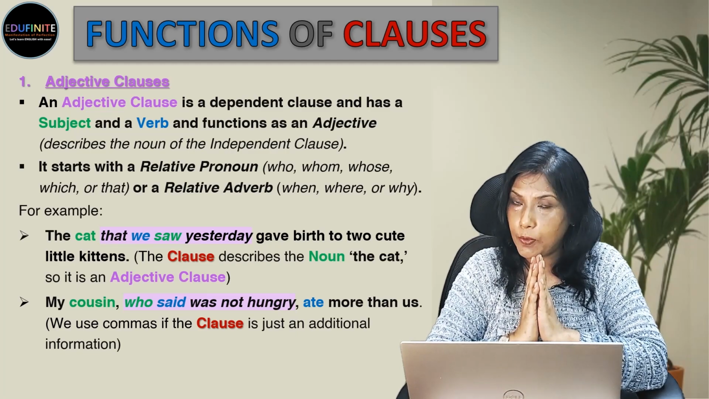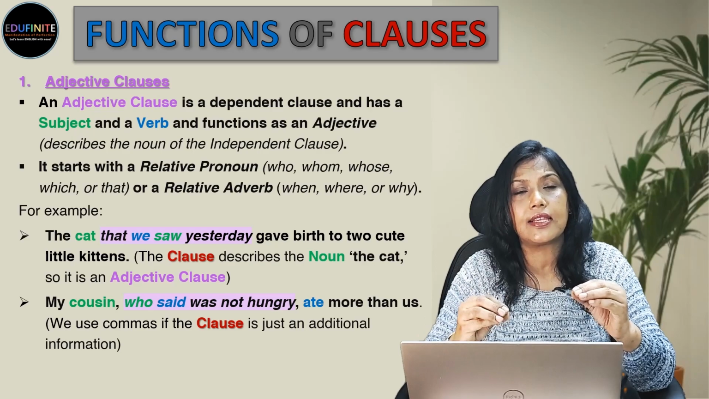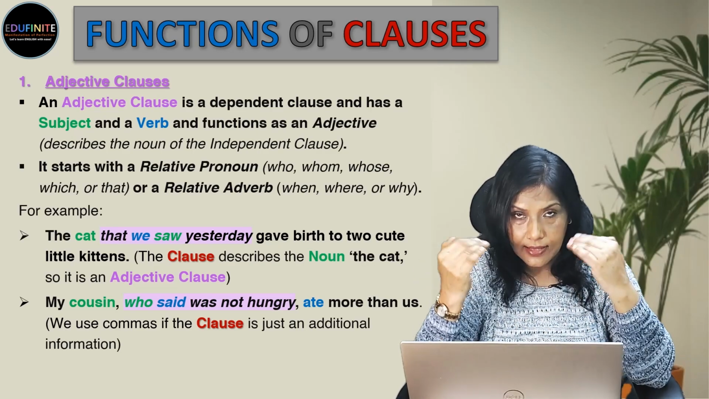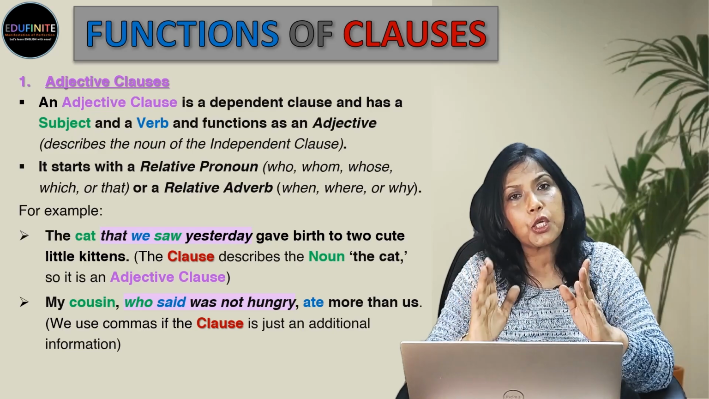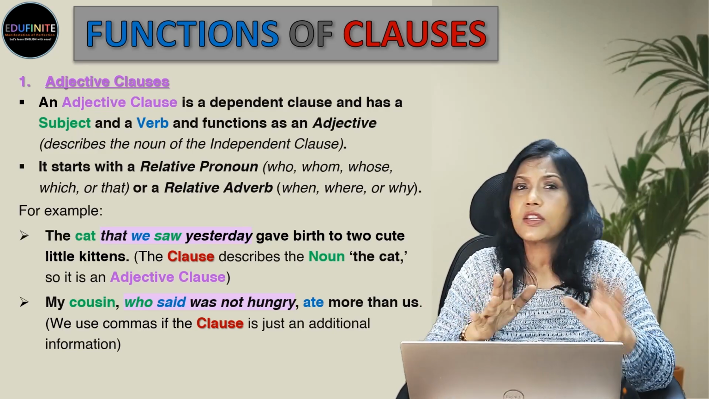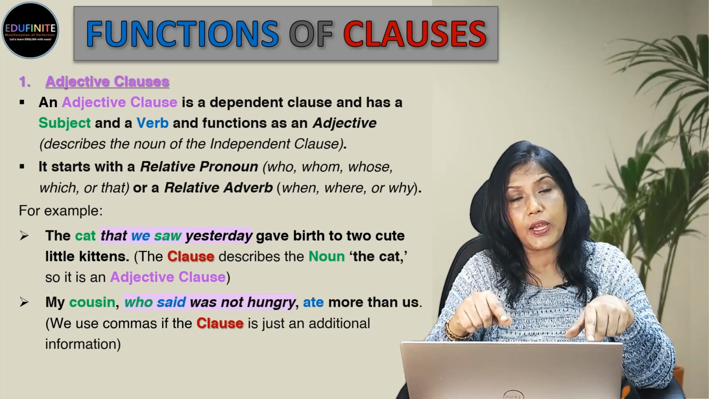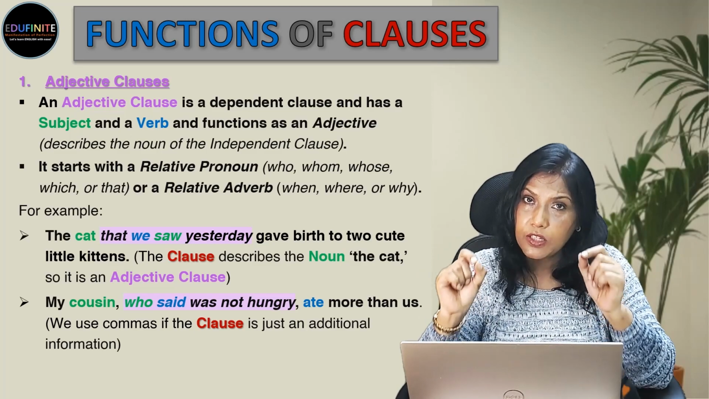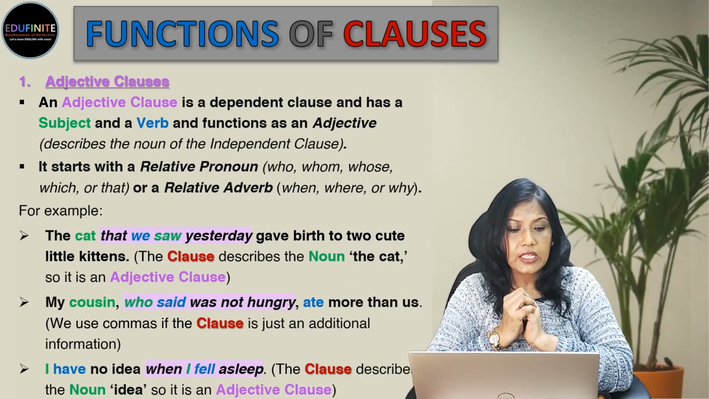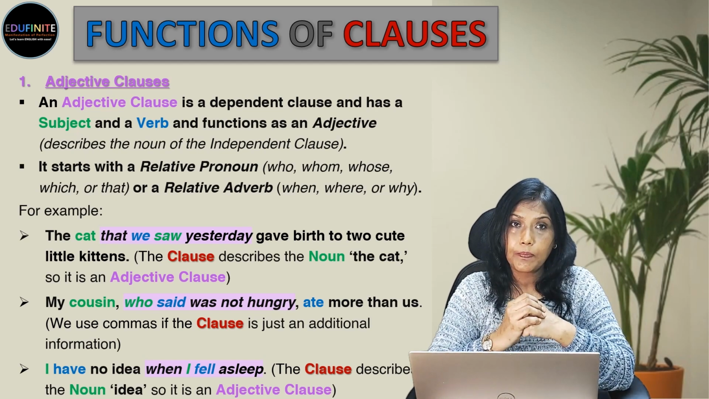Hence, it is not separated by commas because we have to include it in the sentence for proper understanding of the sentence. But in the second sentence, that's additional information which, even if we don't write, will not hamper the meaning of the sentence. So, since that's additional information, what do we do? We separate it with 2 commas from the main sentence. Okay. Now, the next one, I have no idea when I fell asleep.